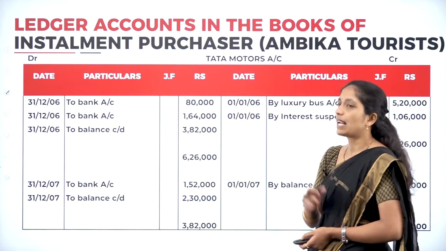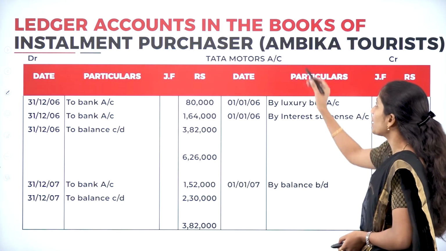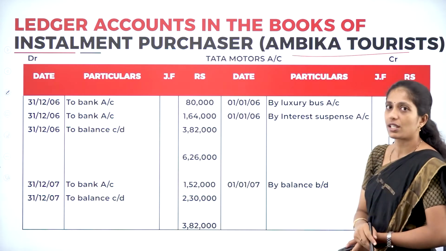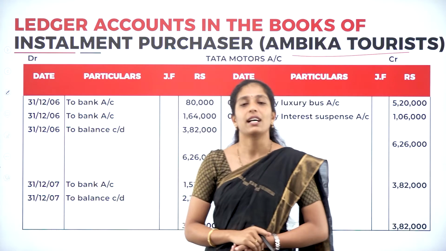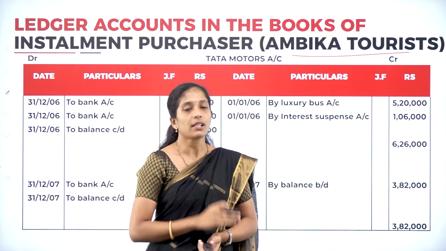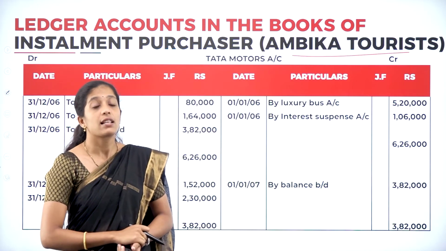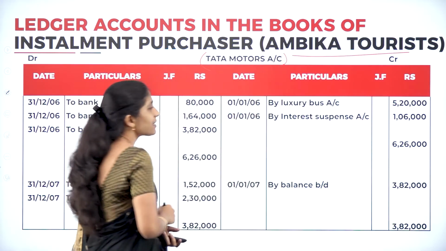Now we shall prepare ledger accounts in the books of installment purchaser. Now who is the installment purchaser? Ambika Tourist. Okay. Now what are the entries that have to come in the books of installment purchaser? So first we shall prepare installment seller account. Who is the installment seller? That is Tata Motors account.